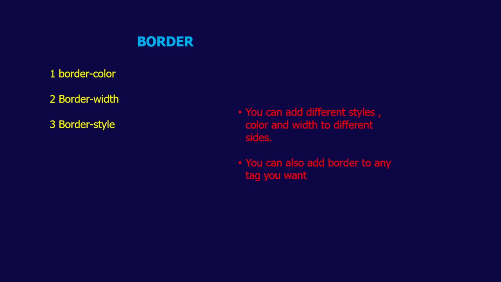Now let us see about the border properties. Here you have border color, border width, border style. Whatever width you want for your border, you can use the border width. Whichever color you want for that particular border, you can use border color. You have border style. I told you that there are 11 border styles which you can use as per your needs. So let us see these border styles in our Visual Studio.